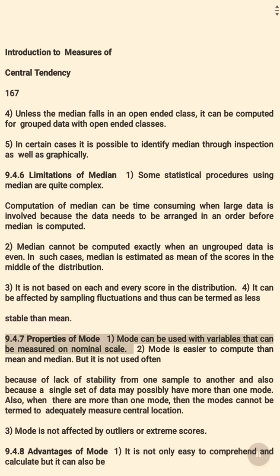9.4.7 Properties of Mode. 1. Mode can be used with variables that can be measured on nominal scale. 2. Mode is easier to compute than mean and median. But it is not used often, because of lack of stability from one sample to another, and also because a single set of data may possibly have more than one mode. Also, when there are more than one mode, then the modes cannot be termed to adequately measure central location. 3. Mode is not affected by outliers or extreme scores.